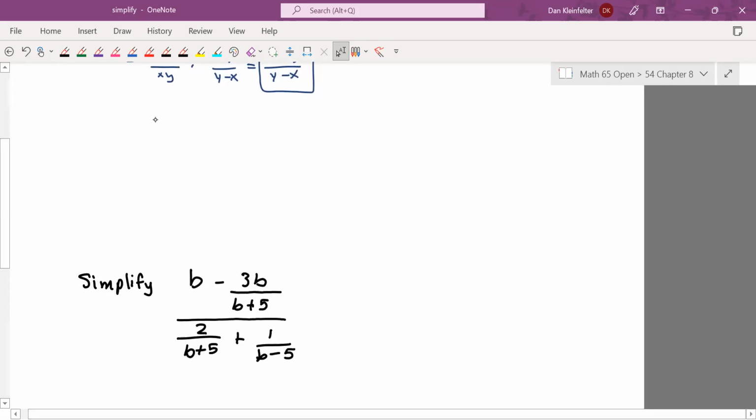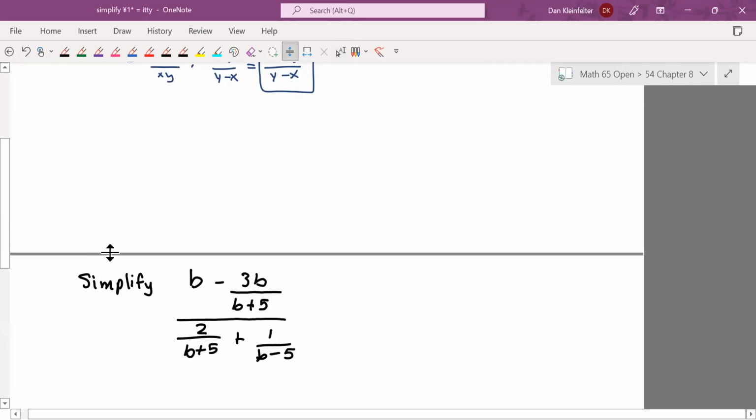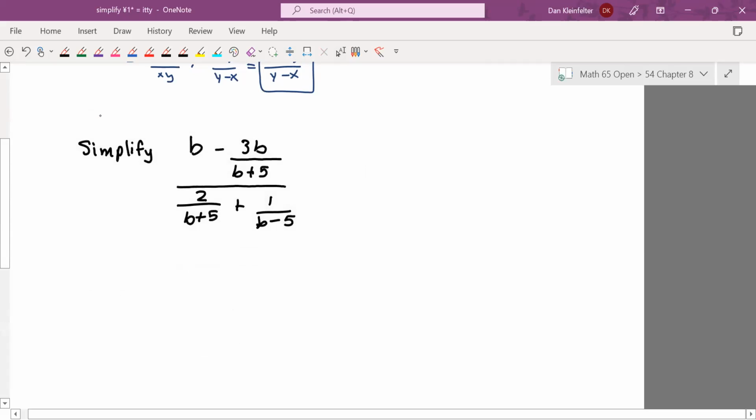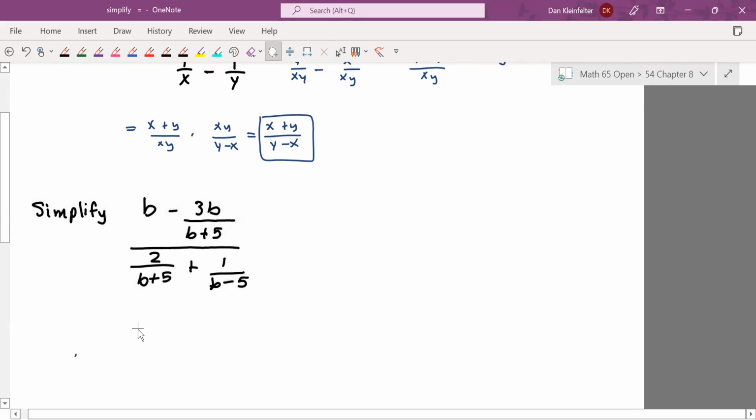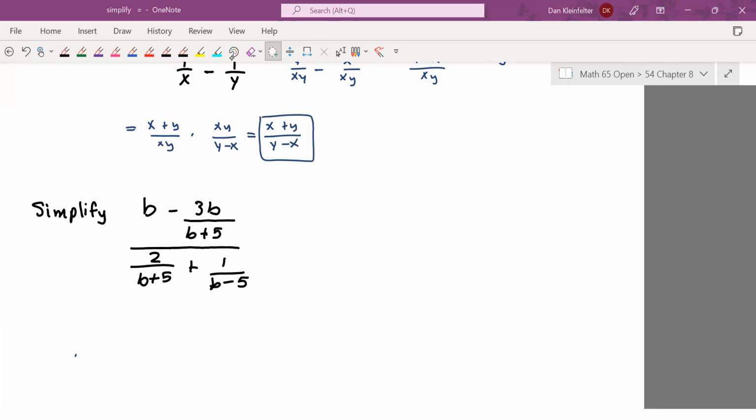So on this one, why don't you pause the video and try it yourself, and then we'll go through it together and see how you got. All right, so now I'm going to simplify the numerator, simplify the denominator, and then we'll divide.